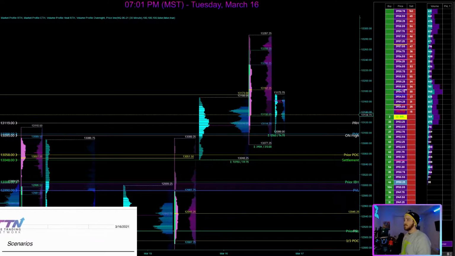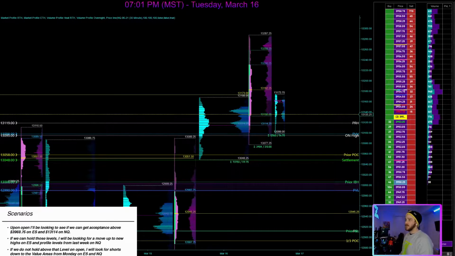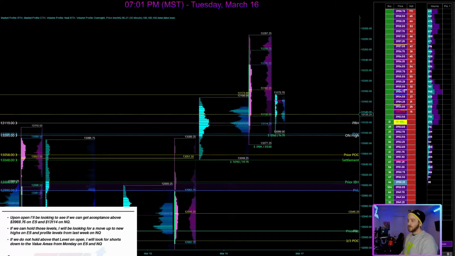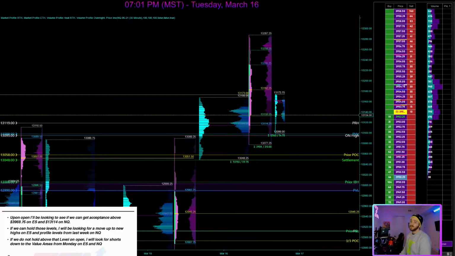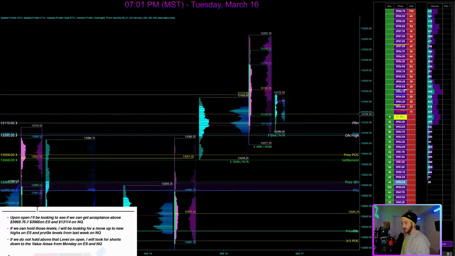Now, scrolling down a bit, just to reiterate that, I was looking at these two levels, 39.69 and 13.114, and of course, if you wanted to use that new contract, just add it right here, it would be 39.60, right? So if we could hold those levels, I was looking for a move up to new highs on ES and levels from last week on NQ. If we couldn't, I was looking for a move back down into those value areas.